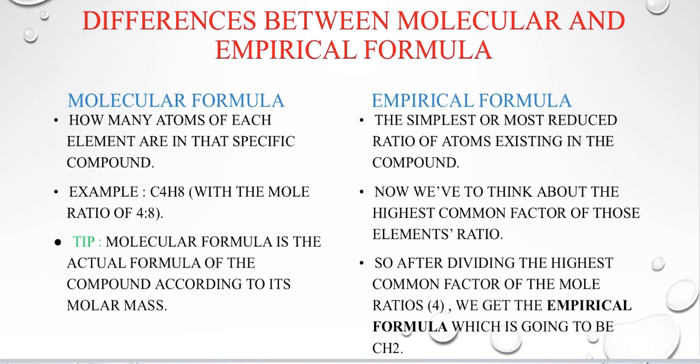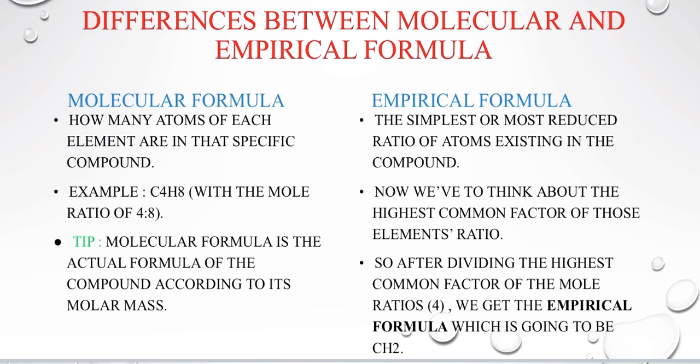molar mass. This means that each molecular formula, or let's say each compound, has a different molar mass, and that's because each element has its own relative atomic mass, and that's why the molar mass is different in different kinds of compounds.